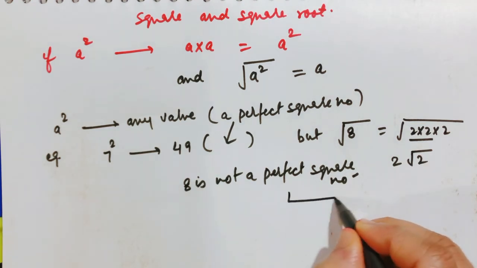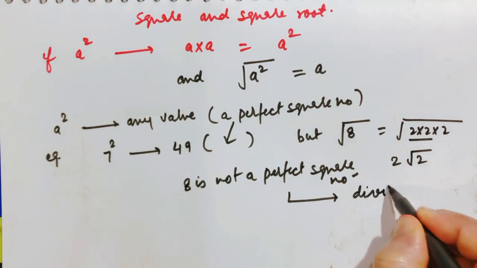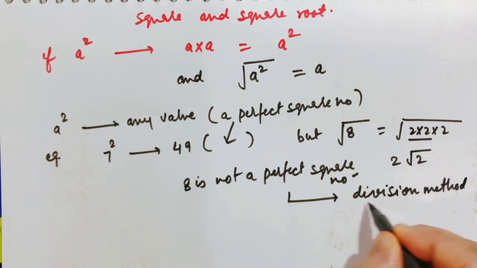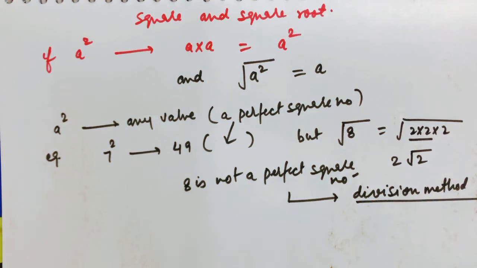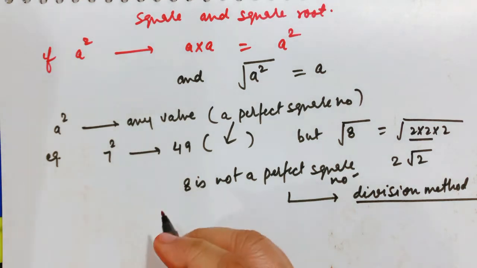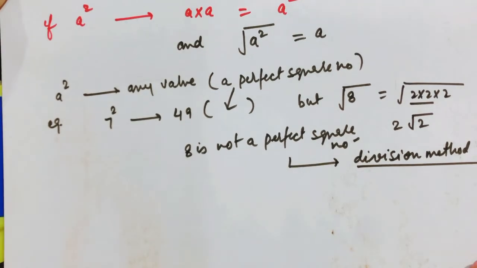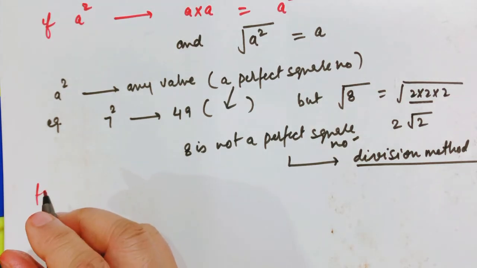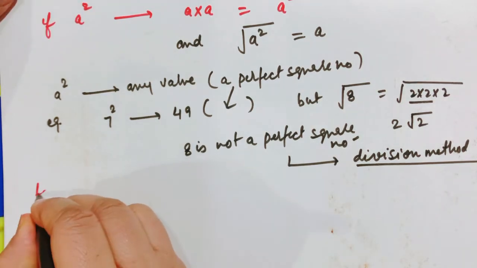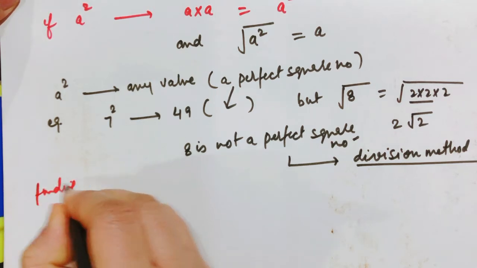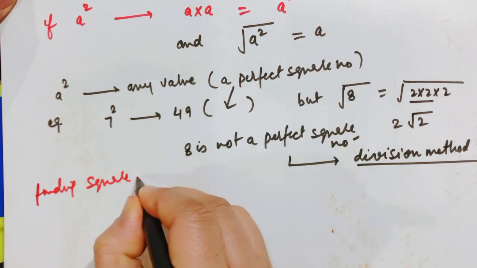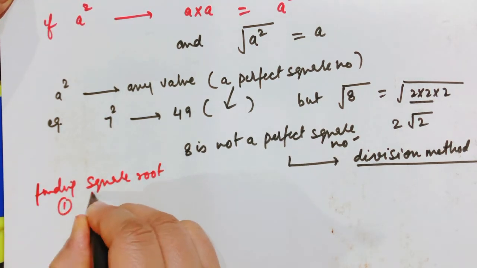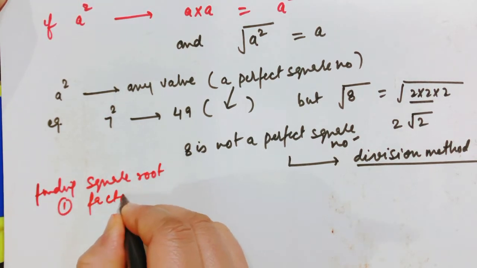There is only one way, which we call the division method. It will come only from the division method and from nothing else. Okay, so you can say that for finding square root, we have two methods. Number one, we have the factorization method.